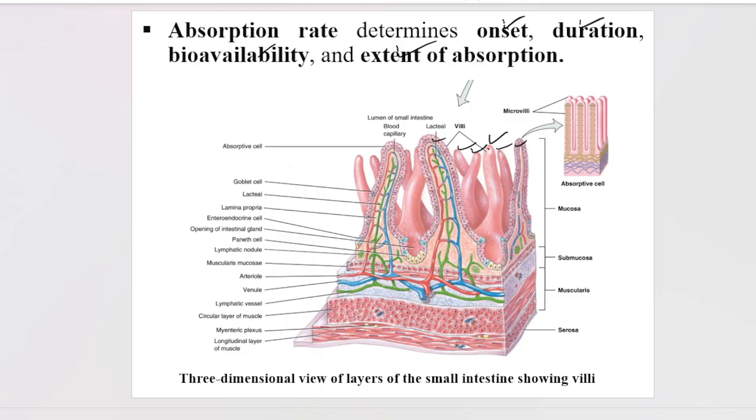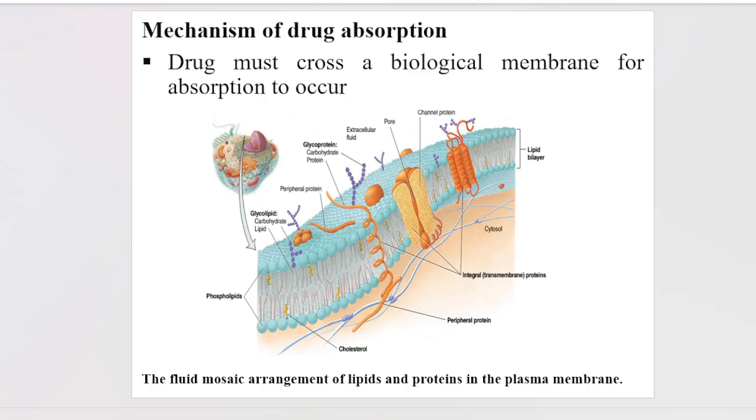That's why the stomach has a low surface area, and the small intestine has a large surface area. Okay, what are the basic mechanisms for the absorption of a drug? We again have the oral route, but you can take any extravascular route as an example.